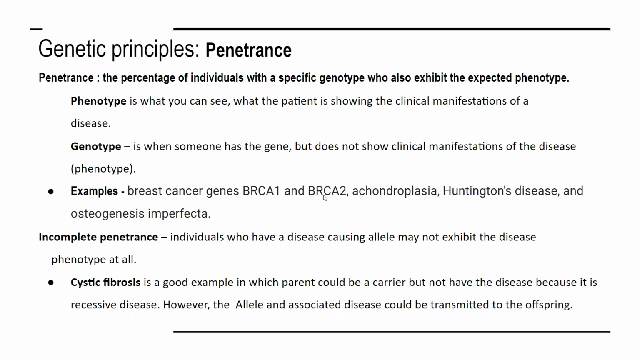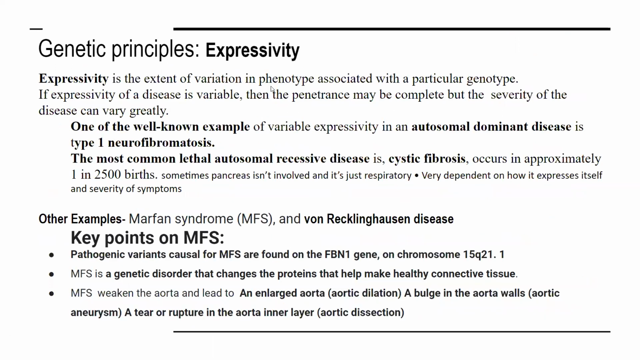There are 2 genetic principles, penetrance and expressivity. The first slide is going to give you examples of penetrance and diseases like BRCA1 and BRCA2. Genes found in breast cancer are very common on the exams. And then cystic fibrosis, one of the most lethal examples of autosomal recessive disease. So study that.